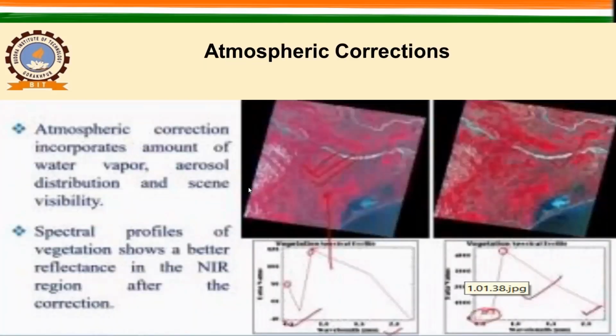Atmospheric correction incorporates the amount of water vapor, aerosol distribution and scene visibility, and the spectral profile of the vegetation shows a better reflectance in the NIR region after the correction.